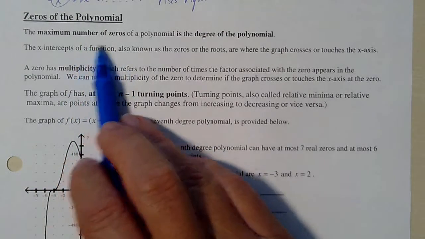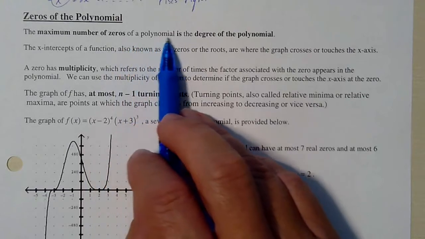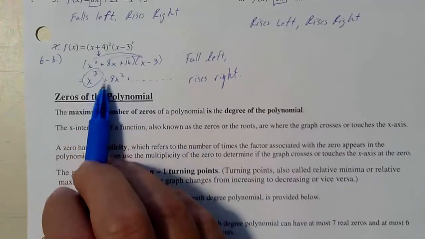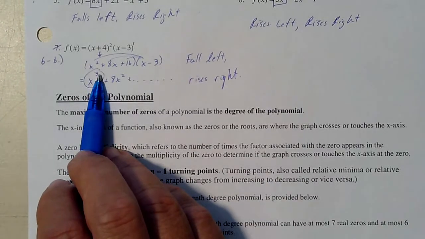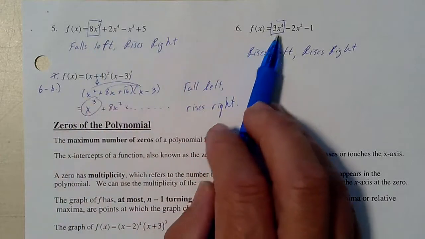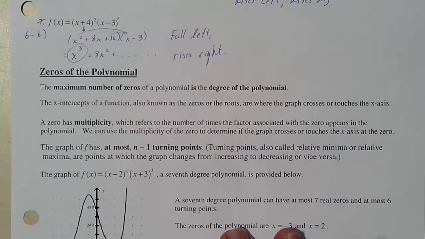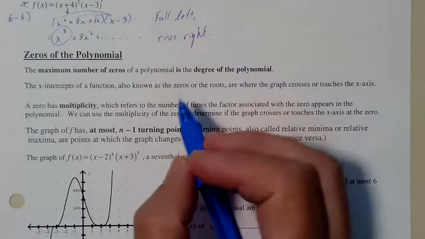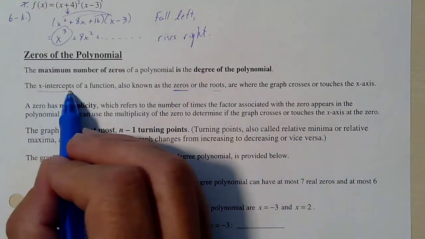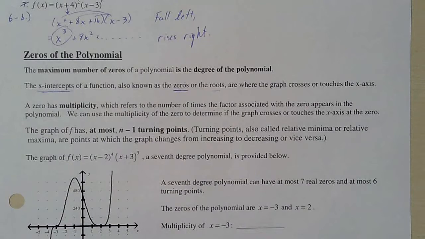The maximum number of zeros of a polynomial is the degree of the polynomial. So for example, this was a third degree function. It can't have any more than 3 zeros. This was a fifth degree function. It can't have any more than 5 zeros, and so on. It just so happens that the location of the zeros, sometimes called roots, are always at the x-intercepts of the graph. So you can use that to your advantage.